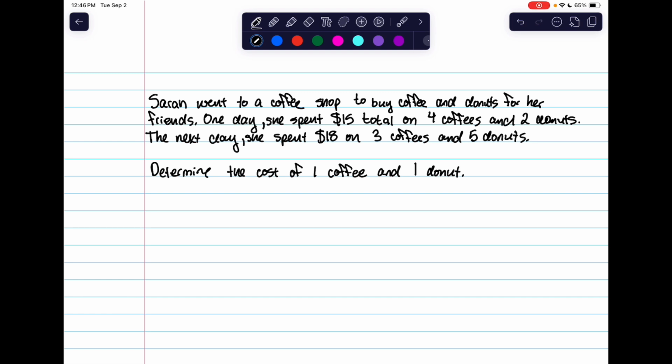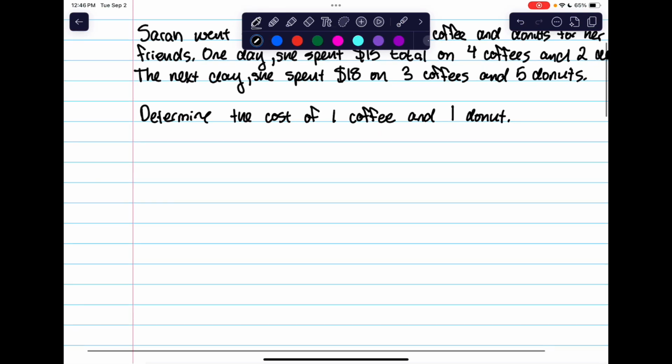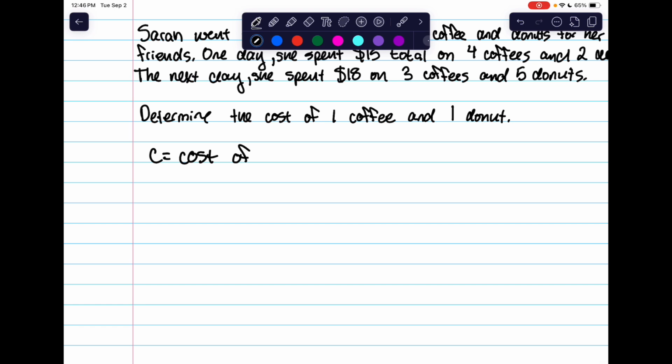So we have 2 unknowns, the cost of 1 coffee and the cost of 1 donut. So I'm going to write those variables down because that is what we are looking for. So C equals cost of 1 coffee. D equals the cost of 1 donut. Okay.